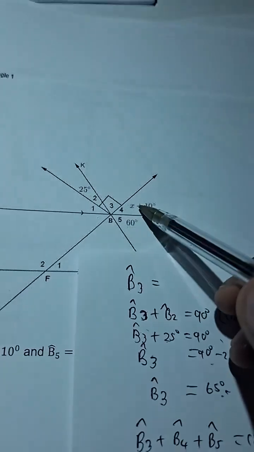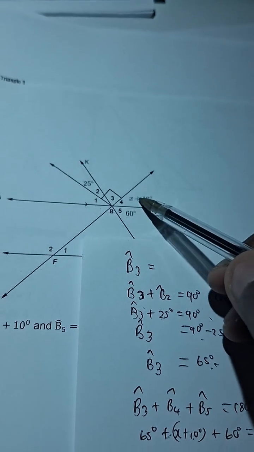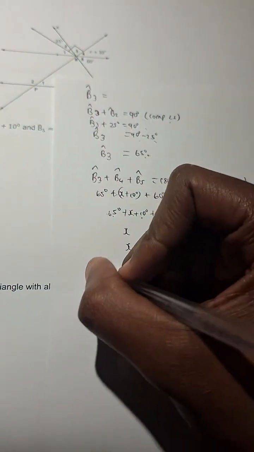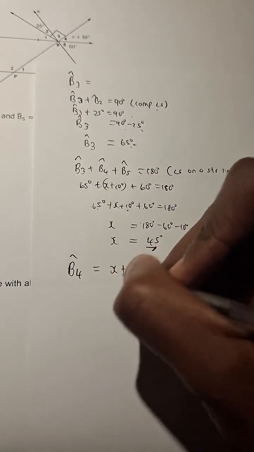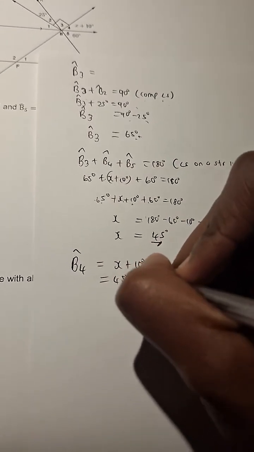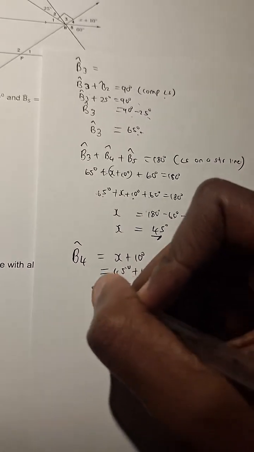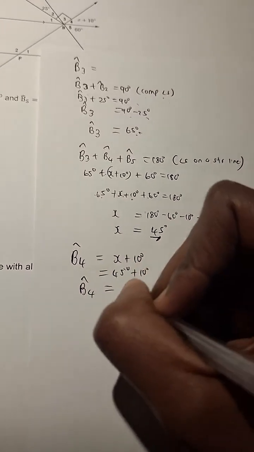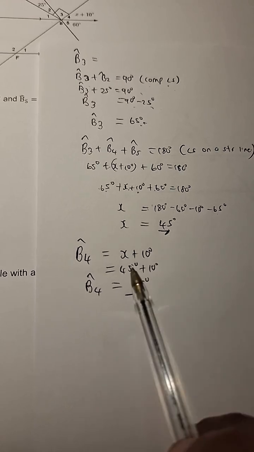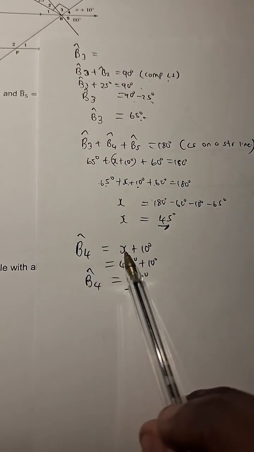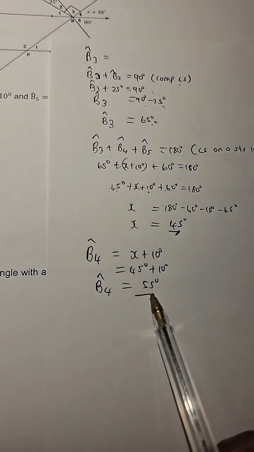Now we have the value of x. Do you remember, guys, that the minute we have x, we can get the numerical value of B4? X plus 10 degrees, we substitute 45 in the place of x. The 45 plus 10 gives me 55 degrees. That is angle B4, the numerical value. There's no reason there because I'm simply substituting the x value that I got in the place of x. So 45 plus 10 is 55 degrees.